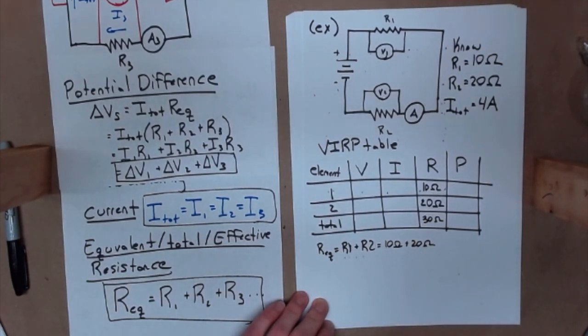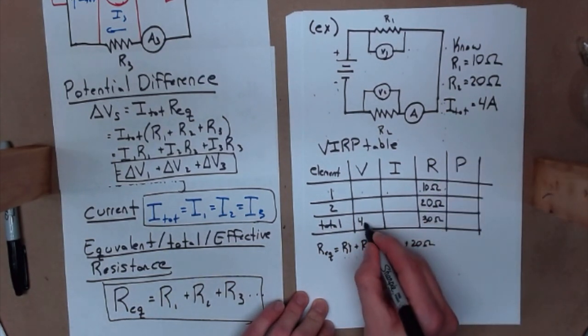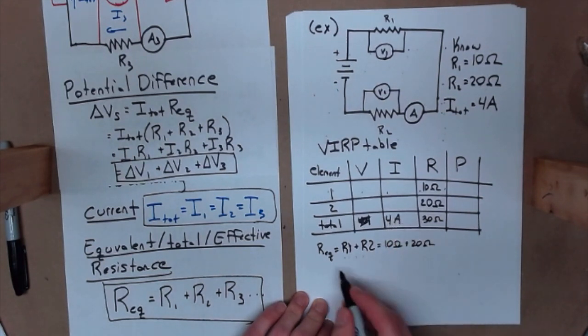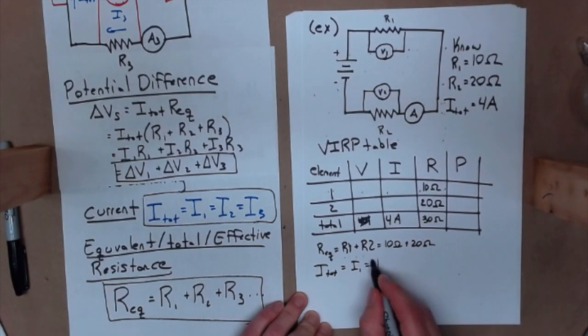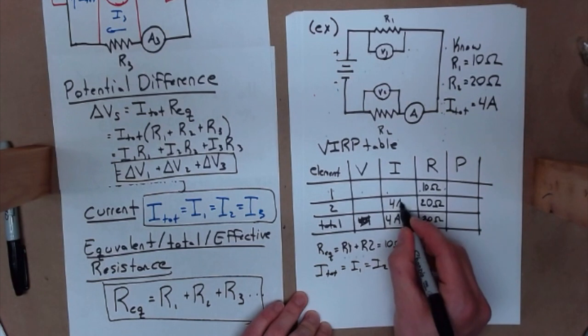Okay. Then what else do I know? I know the total current is 4 amps. Oh, sorry, wrong thing there. 4 amps. But I also know that I total is equal to I1, which is equal to I2. And that is 4 amps, which means each of these is 4 amps.